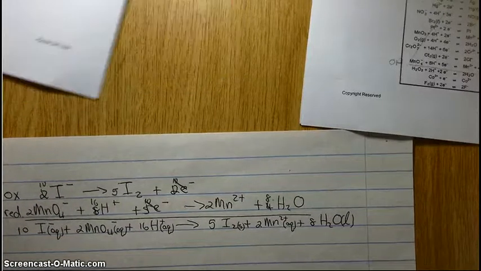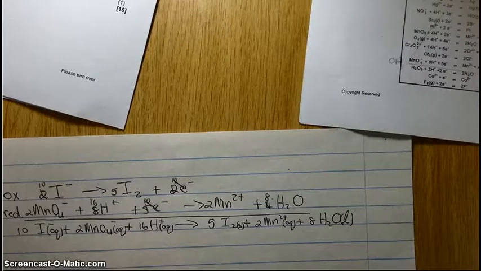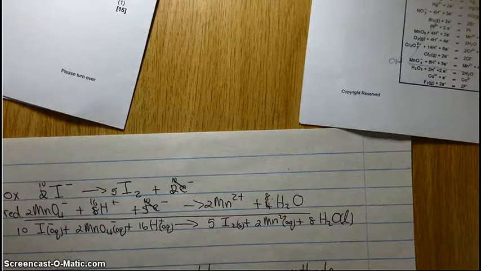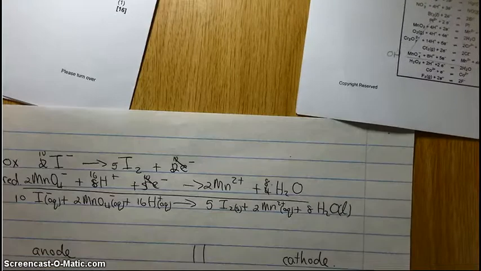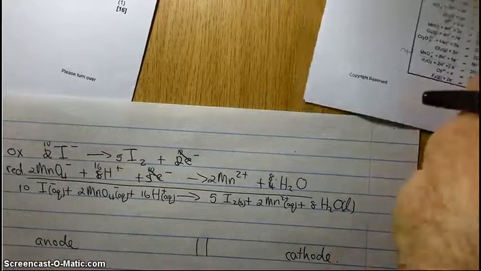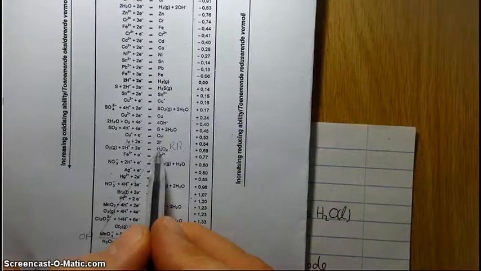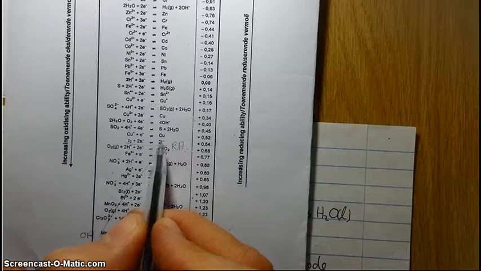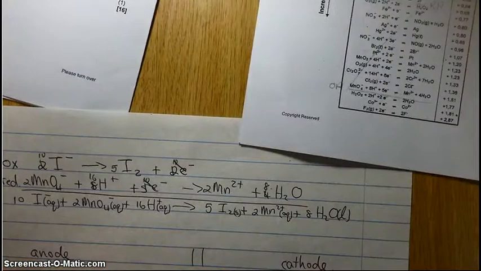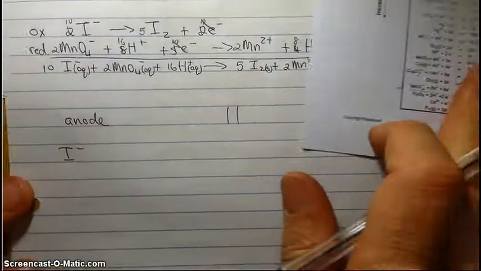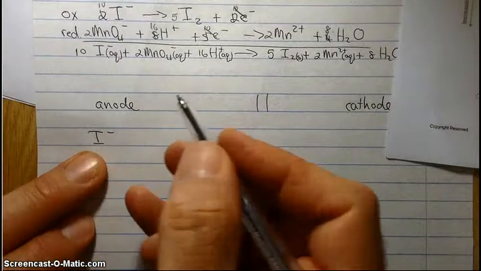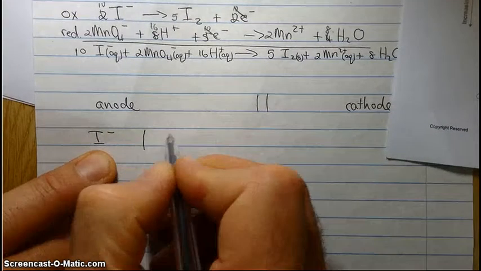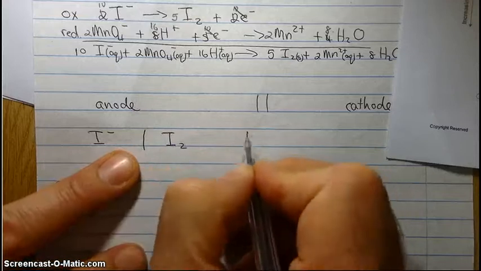Now, this is a very important question. Now remember, the structure of cell notations is always anode, salt bridge, cathode. Then at the anode, oxidation takes place. So you start with which substance is oxidized. It is the I minus that is oxidized to form I2. So it's going to be I minus, just shift this up. It's the I minus that will be oxidized to I2, then salt bridge.